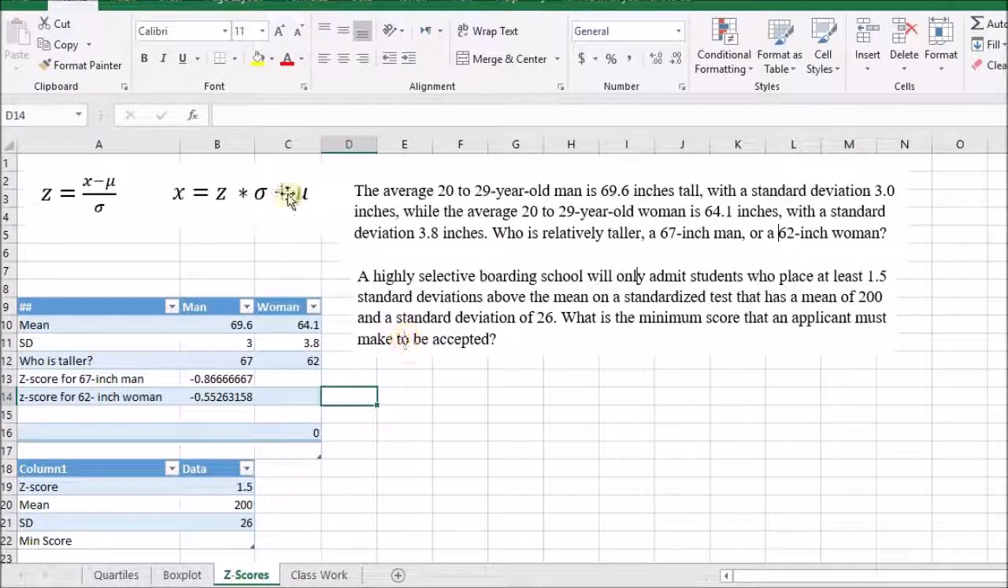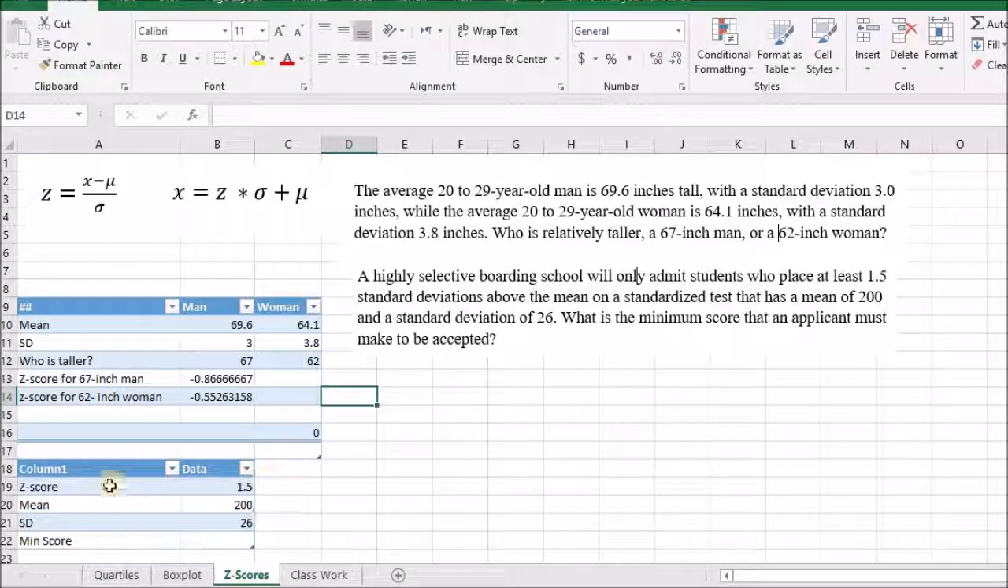Another application for the z-score is when you are given the z-score and you want to have the value that corresponds to that z-score. So let's look at the second example. The second example says a highly selective boarding school will only admit students who place at least 1.5 standard deviations above the mean. That exactly represents the z-score on a standardized test that has a mean of 200 and a standard deviation of 26. What is the minimum score that an applicant must make to be accepted to that school?